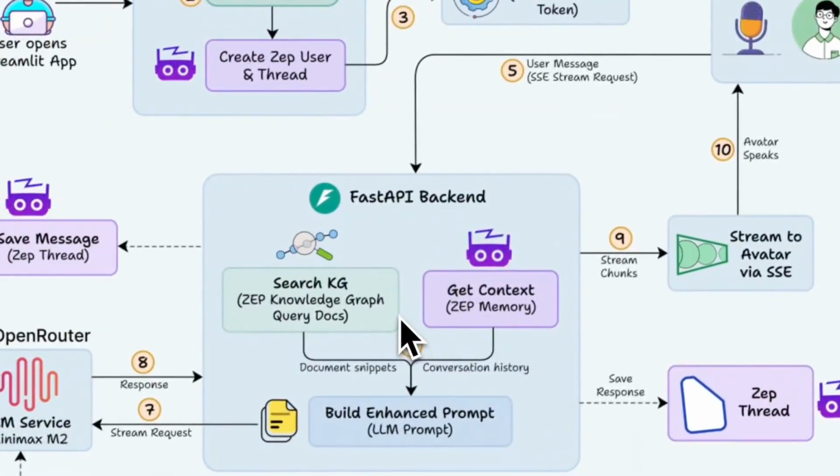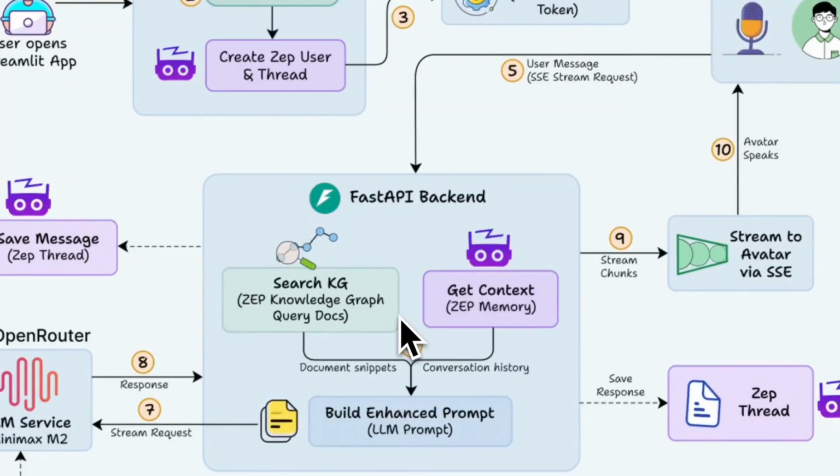Alright, so next is our FastAPI backend. So this is basically the brain of our application, and it is powered by Zep's knowledge graph. So while most RAG apps just rely on similarity search and all, in this case, we are actually using a human-like memory.